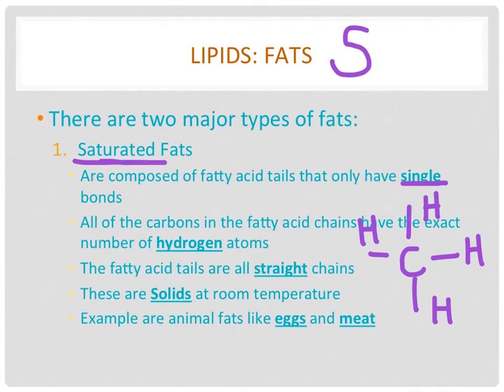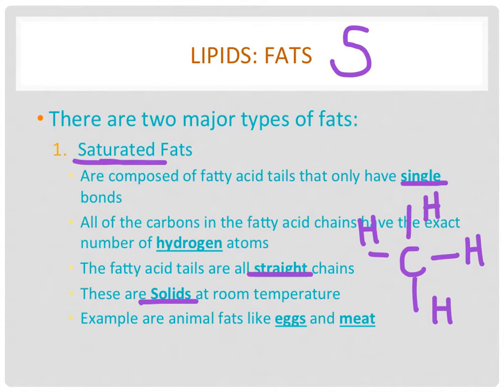That makes it happy. Okay? The third bullet point says the fatty acid tails are all straight chains. How interesting again. Look at that. The word straight starts with the letter S. How ironic. And then the next bullet point, we have another S word. These fats are solids at room temperature. And examples are animal fats like eggs and meat.